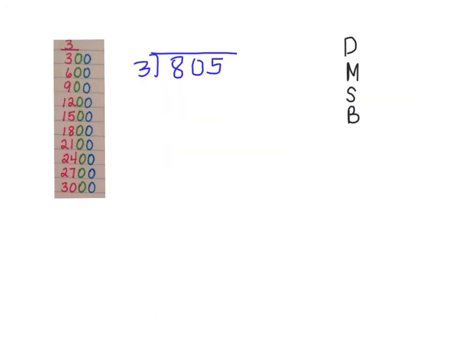Slightly different problem. 805 divided by 3. I'm going to go through that same process with you. 8 divided by 3. If I'm looking on my friendly numbers list, I can get up to 6. And I know that 2 times 3 equals 6. So 8 divided by 3 is 2. Multiply, 2 times 3 equals 6. Subtract, which gives me 2. Bring down that 0.